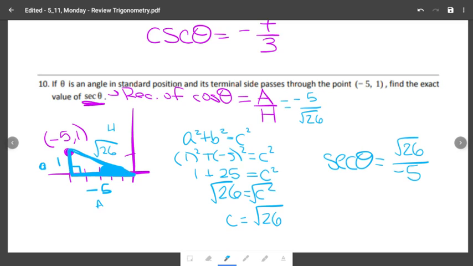And notice we did end up in the second quadrant. So following ASTC, only sine can be positive. So cosine should be negative, which means its reciprocal secant should also be negative. So final answer.